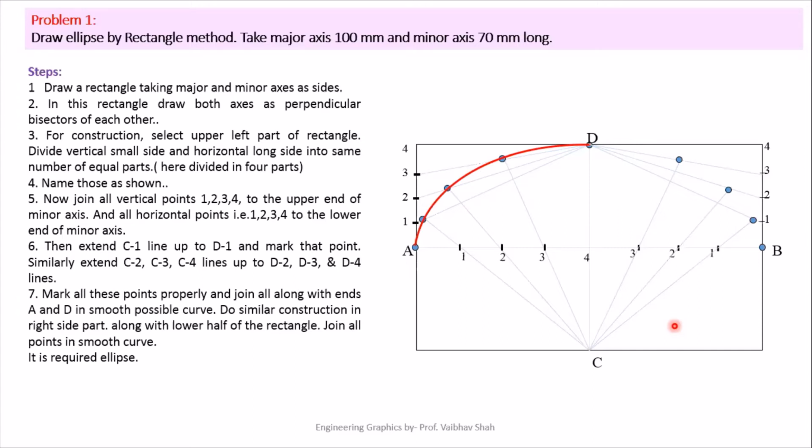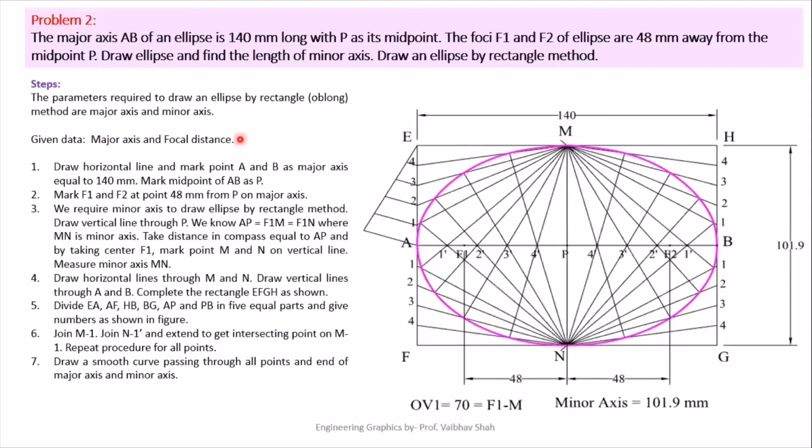Now after getting these points of intersection, we'll be just joining these points by a smooth curve. So let us join these points. Now if you repeat this procedure for these two rectangles, you will have one more half portion of your ellipse. So this is your required ellipse by rectangle method. Now let us see one more example.